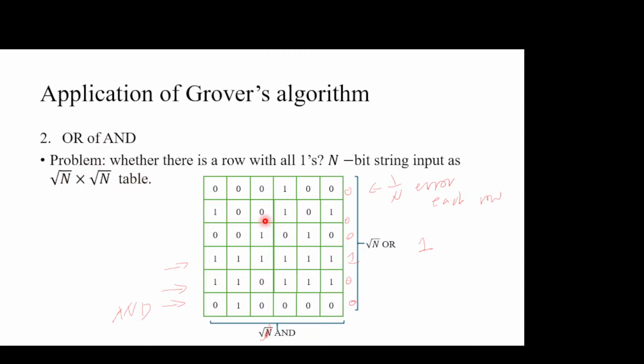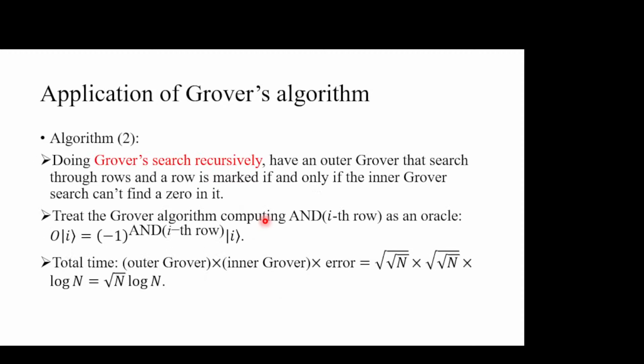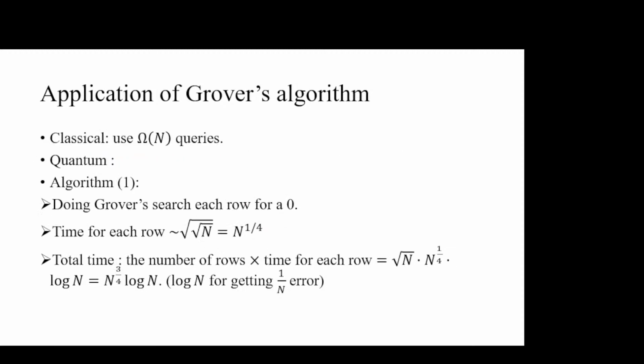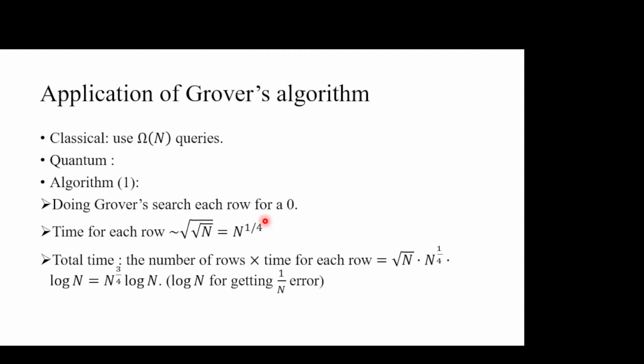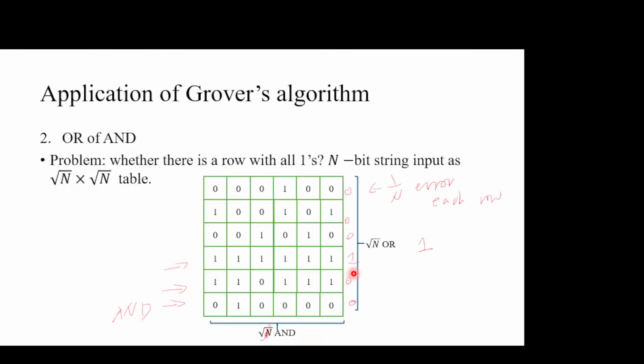You wonder whether you can get the actual square root n query complexity, and indeed you can. We can do this with recursive Grover's algorithm. Before, we were slow because when we do this OR function, we do it classically. We just calculate each one separately and calculate the OR of the results.